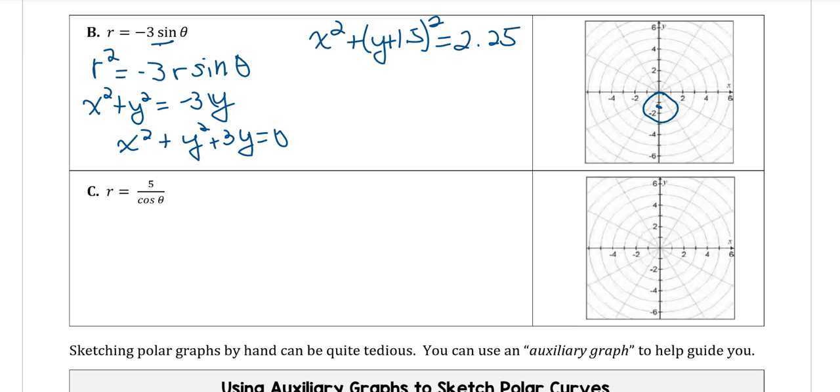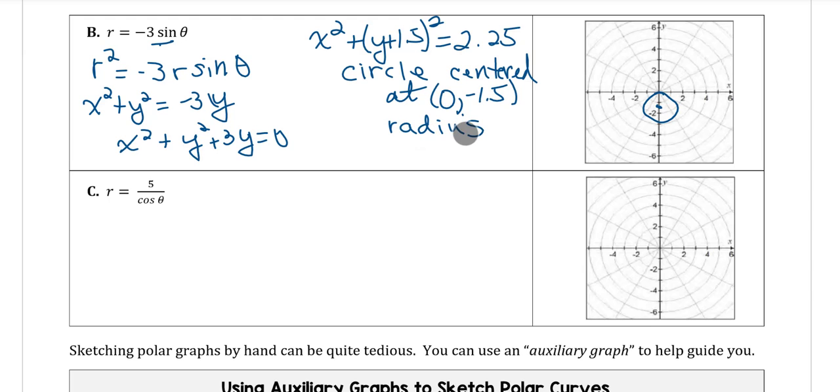So you can see this is a circle, and it's centered at 0, negative 1.5, and it has a radius, take the square root of that, of 1.5.